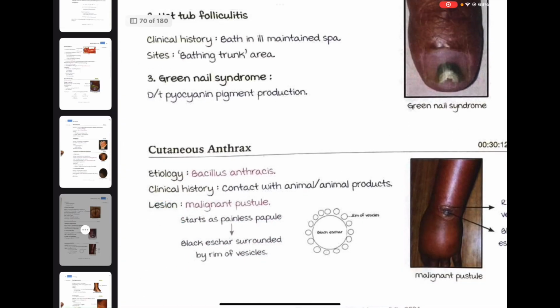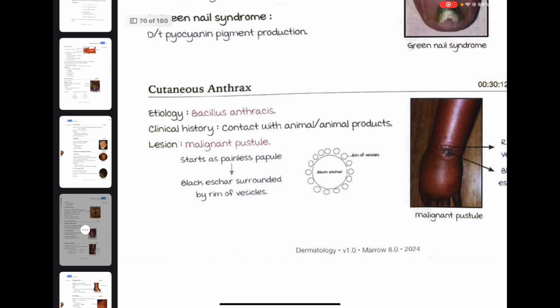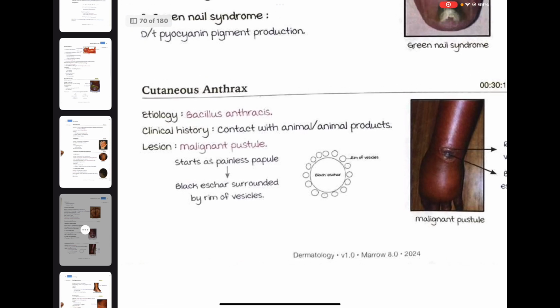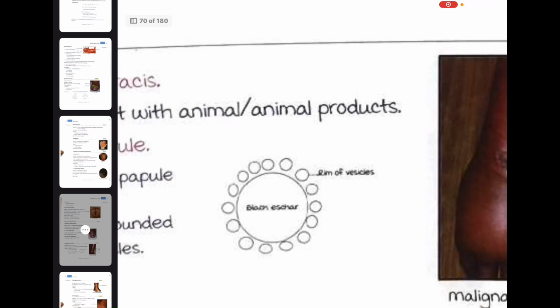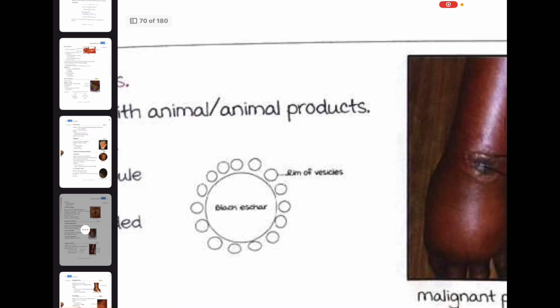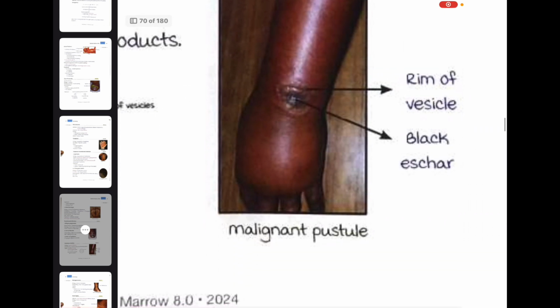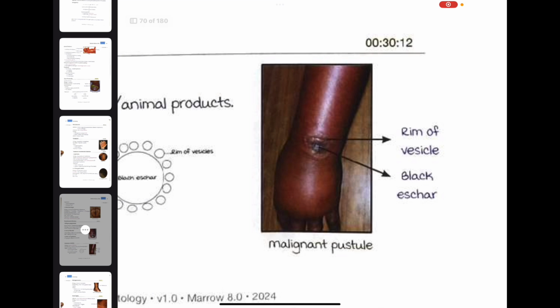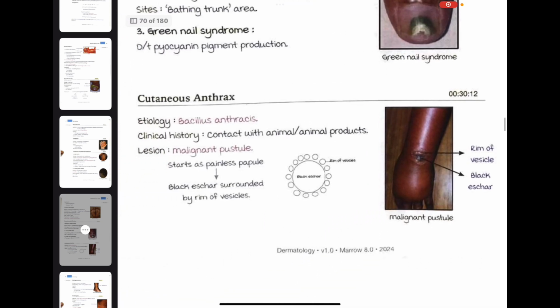Cutaneous anthrax. Etiology: Bacillus anthracis. Clinical history: contact with animal or animal products. Lesion: malignant pustule. Starts as a papule, then black eschar surrounded by a rim of vesicles.